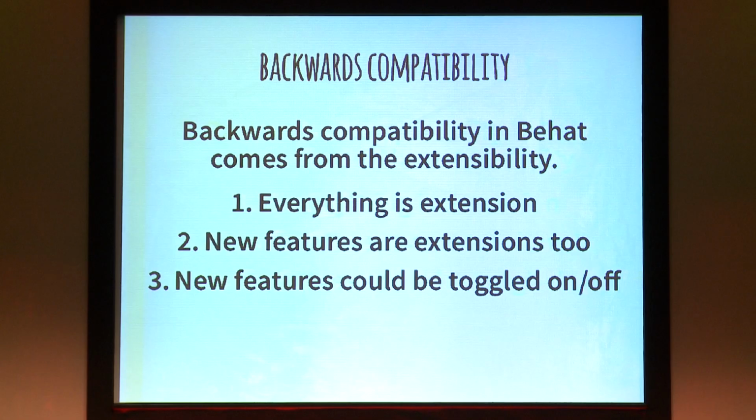Another reason, and this is something that I mentioned at the very beginning, backwards compatibility. Backwards compatibility in BEHAT comes from extensibility. This is something that I stated at the beginning, and hopefully it starts making sense now. Everything in BEHAT is extension. It means new features are extensions too, which means new features could be toggled on or off.